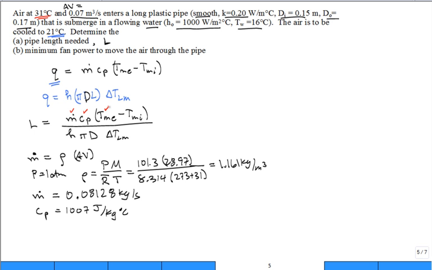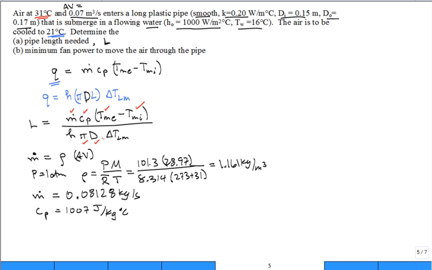The inlet temperature is 31, the exit is 21. That's going to be a negative on that, so I probably need to switch it, put that negative out here, because the heat is being removed, or it'll become a negative delta T here. Let's do the H. Well, there's a lot of work.